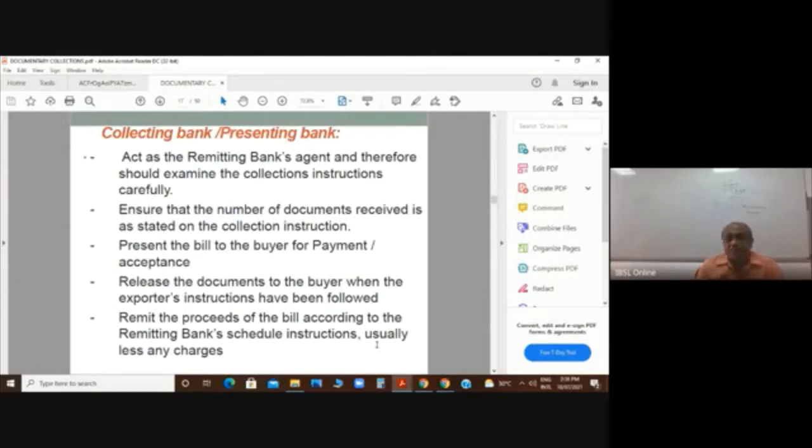Now, the relationship between the collecting bank and the presenting bank: the collecting bank acts as the remitting bank's agent and therefore should examine the collection instructions carefully. Ensure that the number of documents received is as stated in the collection instruction.